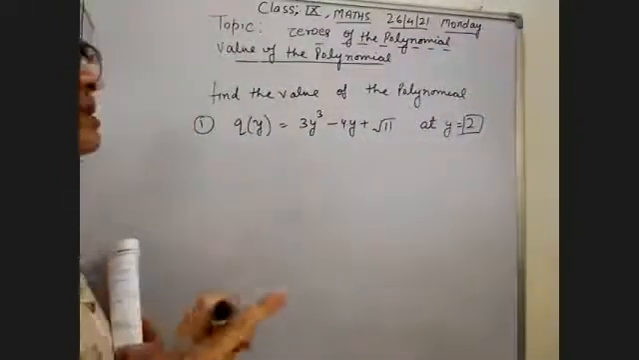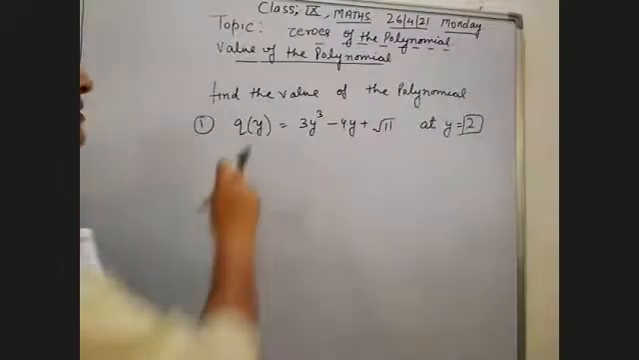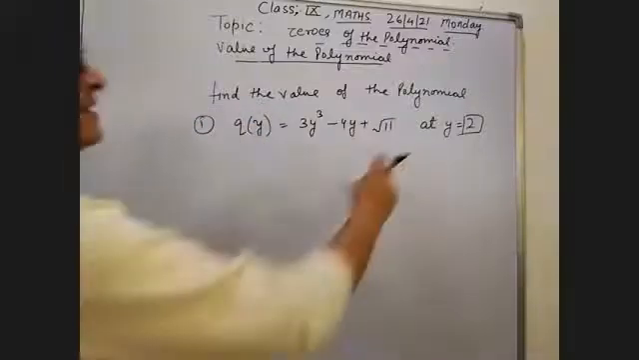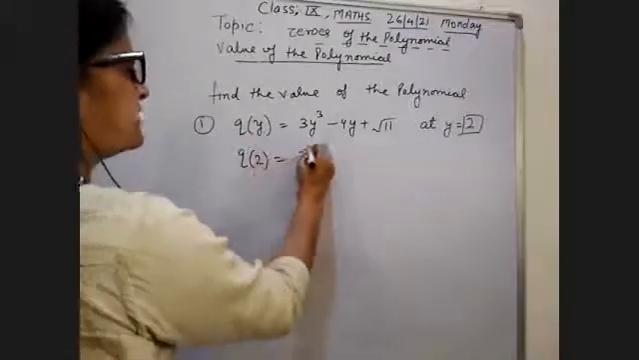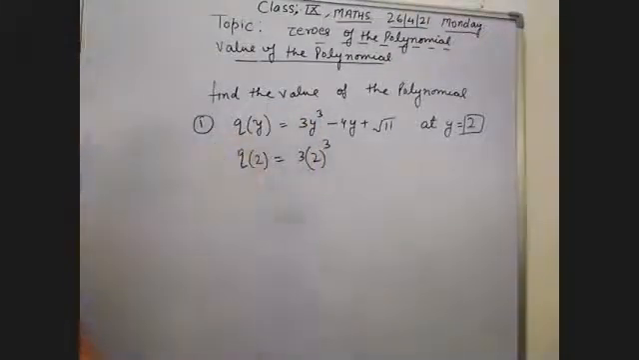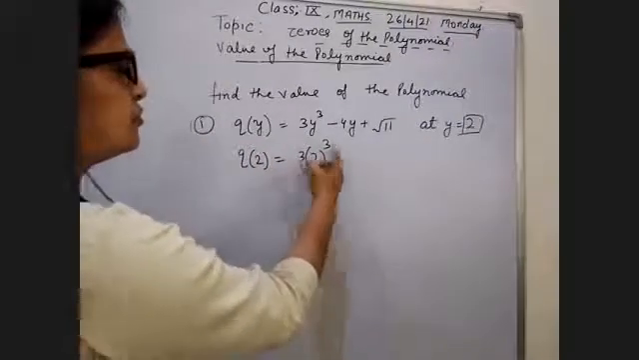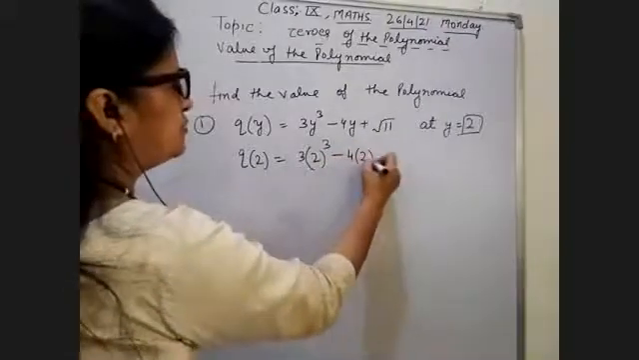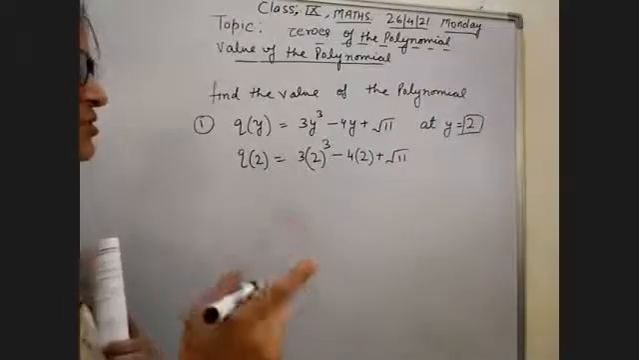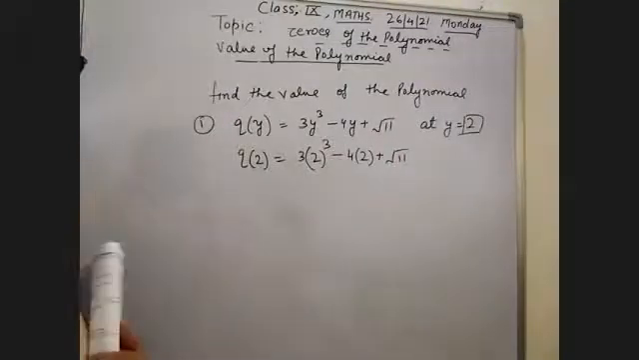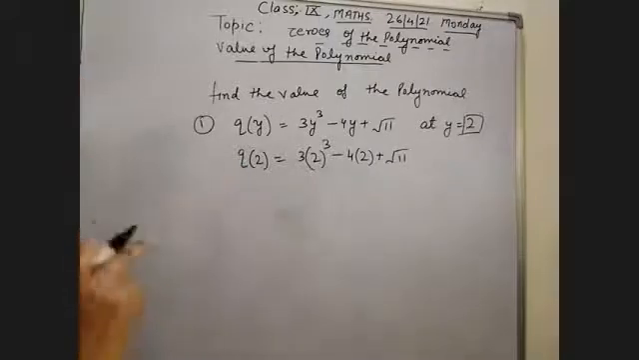Now in this question, to find the value of the polynomial q, the variable y is given in brackets, and at y equal to 2, in place of y we put the value 2. So it is 3 times 2 cube minus 4 into 2 plus root 11. You note down these questions in your notebook. I will check in your online classes. I may ask any student whether you have noted these questions or not.